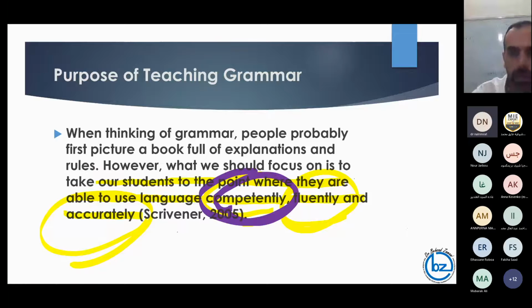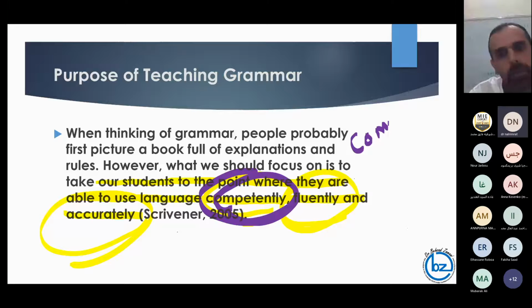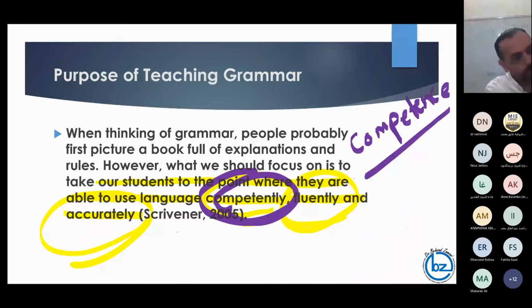Competence means knowledge. Competence also means understanding, maybe. Any other definition? Understanding. Thank you so much. Yes, you're right.